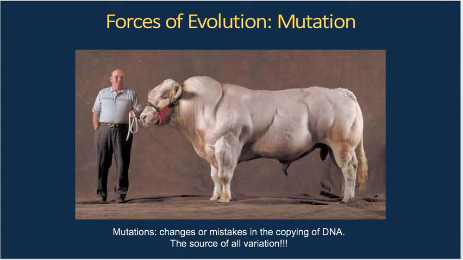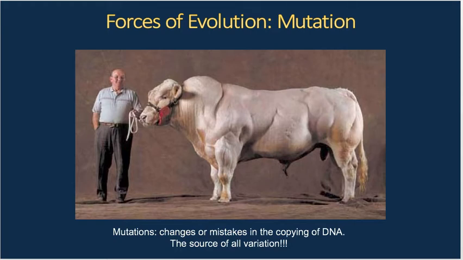Mutations are, as it says here, changes or mistakes in the copying of DNA, and they are the source of all variation in nature. So the ultimate source of all variation are these random mutations that appear during the copying of DNA. So over time, you will have these accumulations of mutations, and you can eventually lead to large-scale phenotypic changes as a result. The example that I have on the slide here is of a cow. Obviously, it's a breed of cow called the Belgian Blue breed.